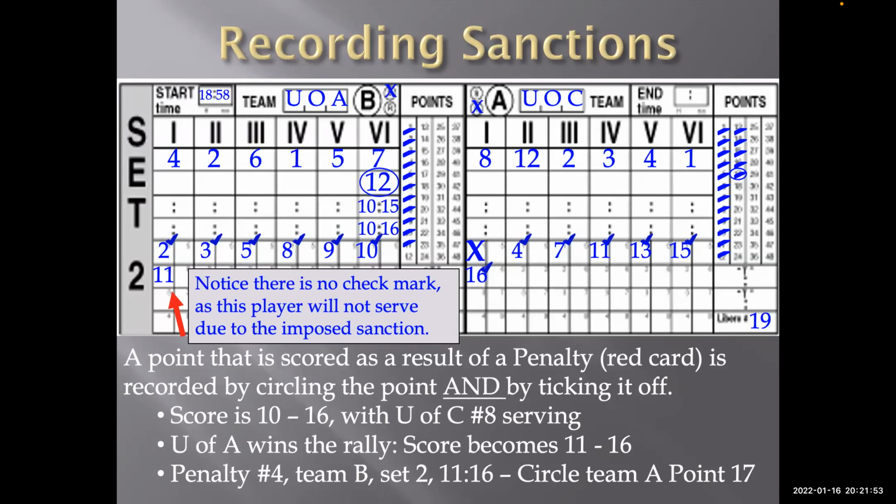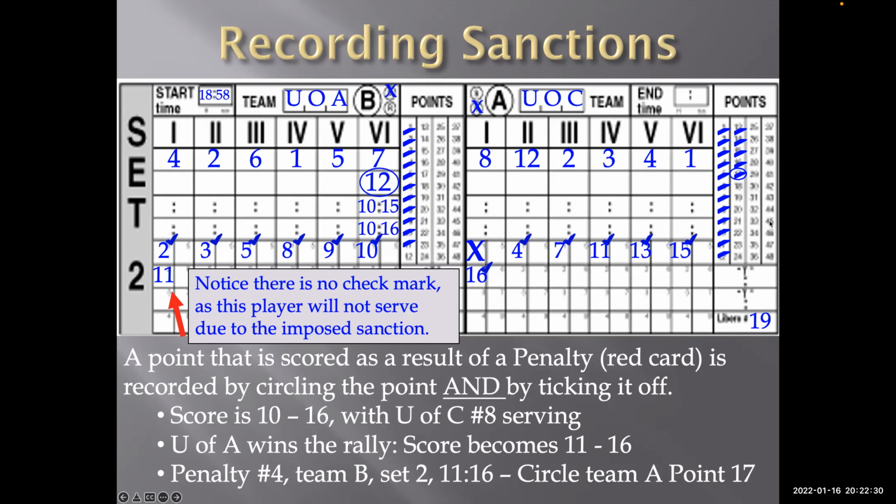So when recording a penalty, penalties result in a loss of serve to the other team. When you're recording it, you have to record it on the score sheet the same kind of way, right? If number 4 didn't actually serve, you're going to write the number without the check mark on there because they didn't serve. The only additional thing that you're going to do is you'll notice that this number is checked off and circled. So the circle here indicates that that point was earned as a result of a penalty to the other team. That's all that means.